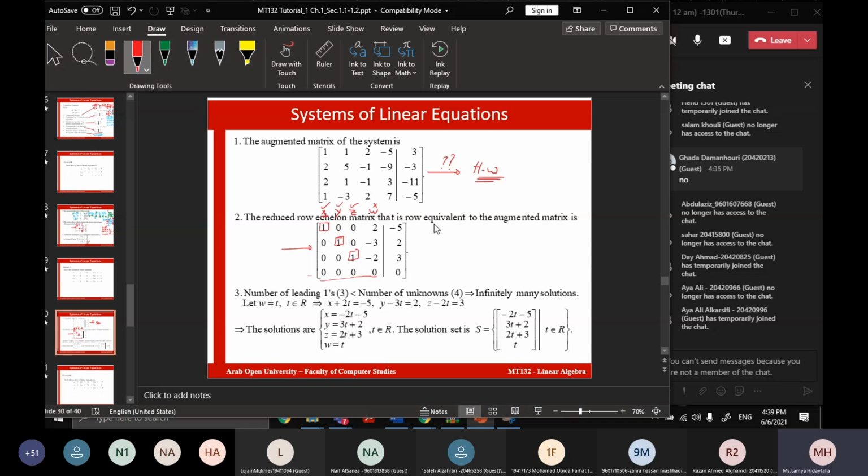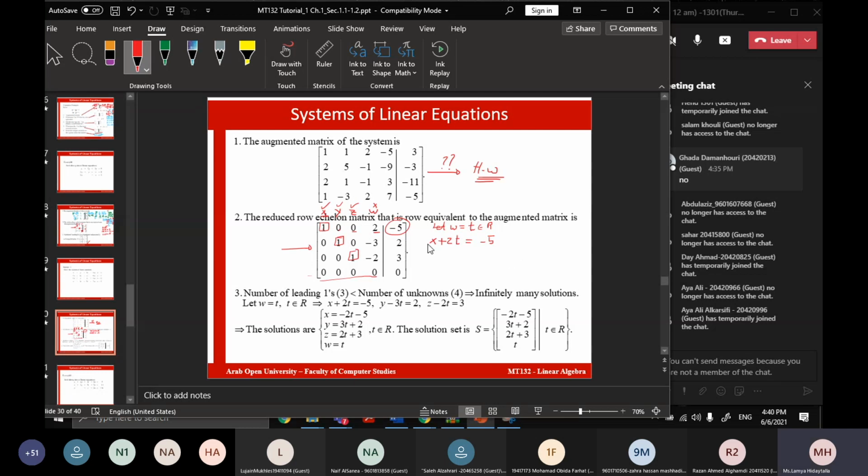So we say, let w equal t, where t is a real number. t is any real number. So now we can get the solution. Okay, we have 1 times x, that is x plus 0 plus 0 plus 2w, but the w is t, so plus 2t is equal to what? What is the value here? Minus 5.